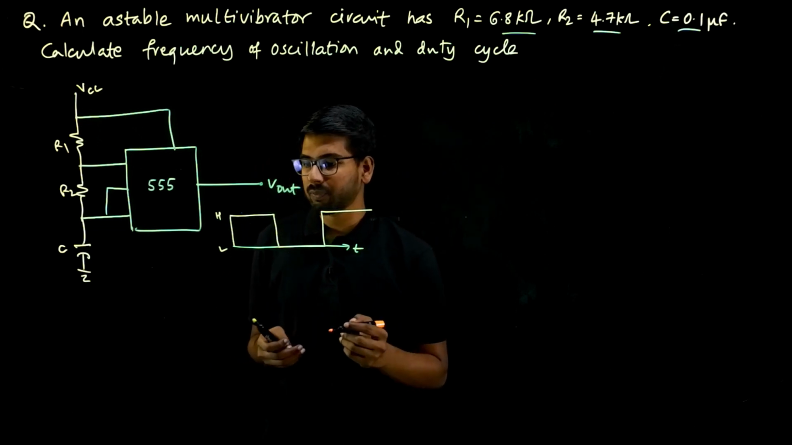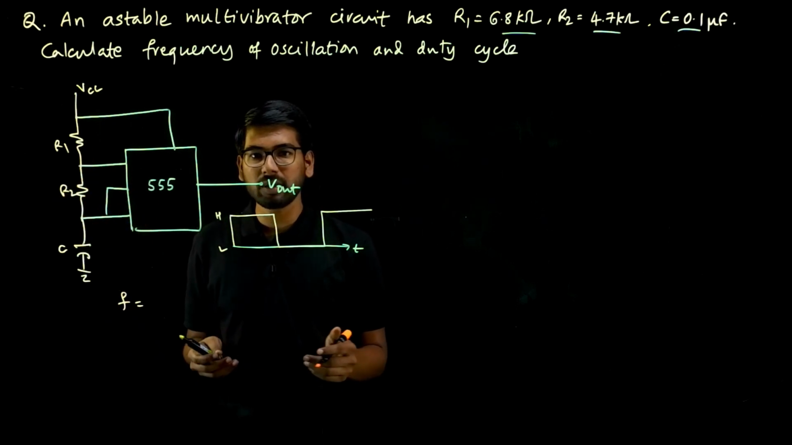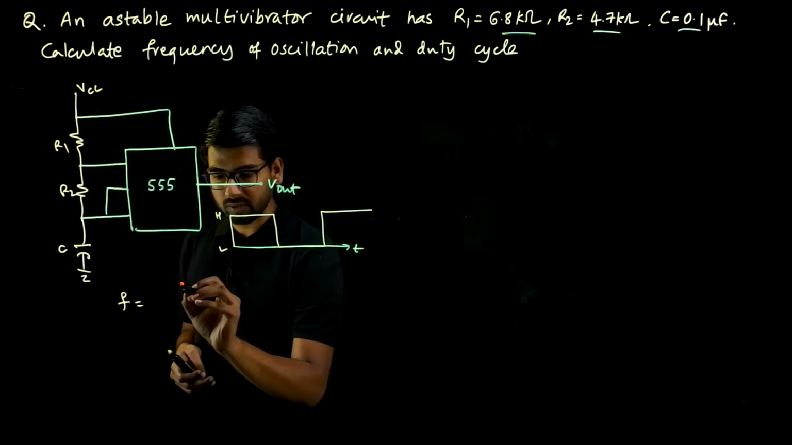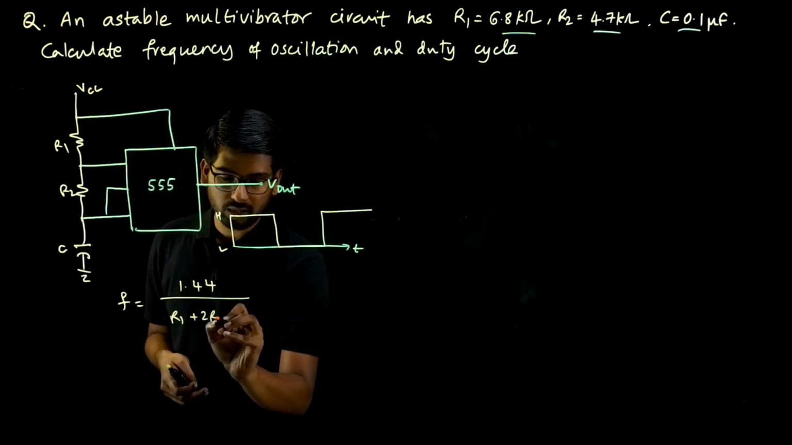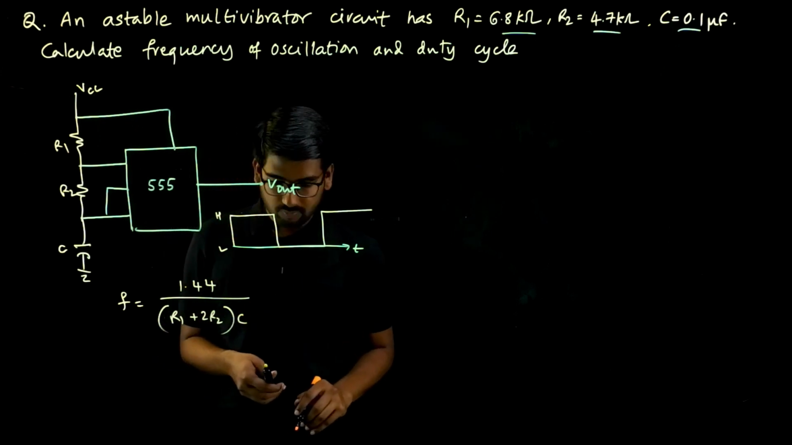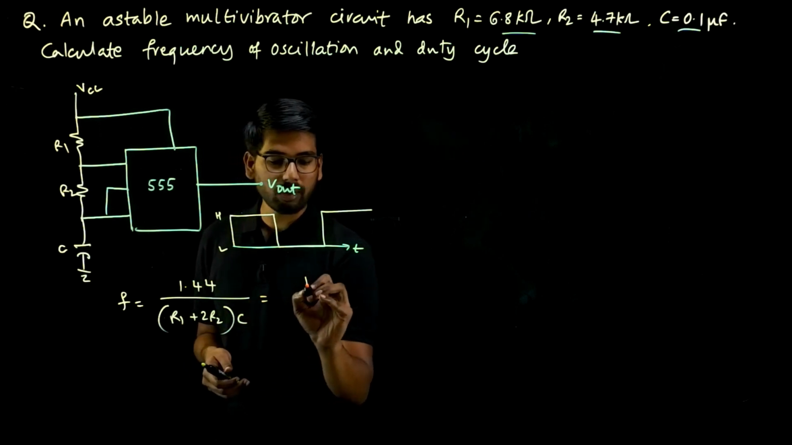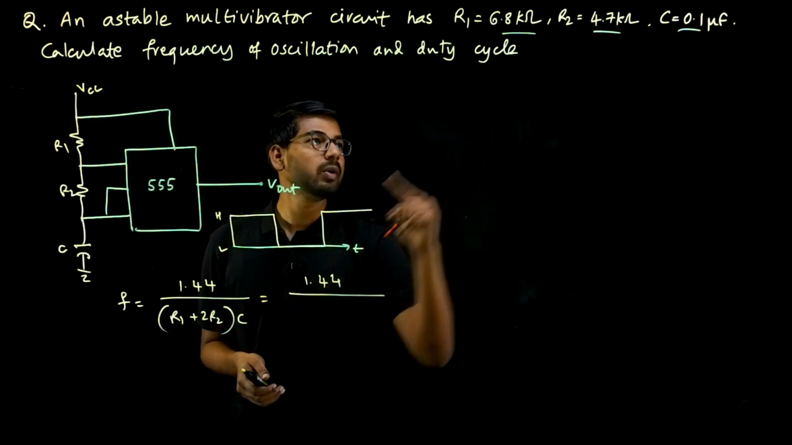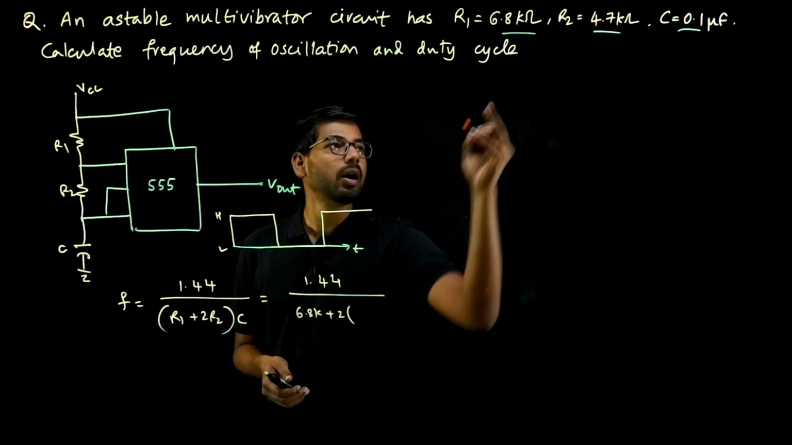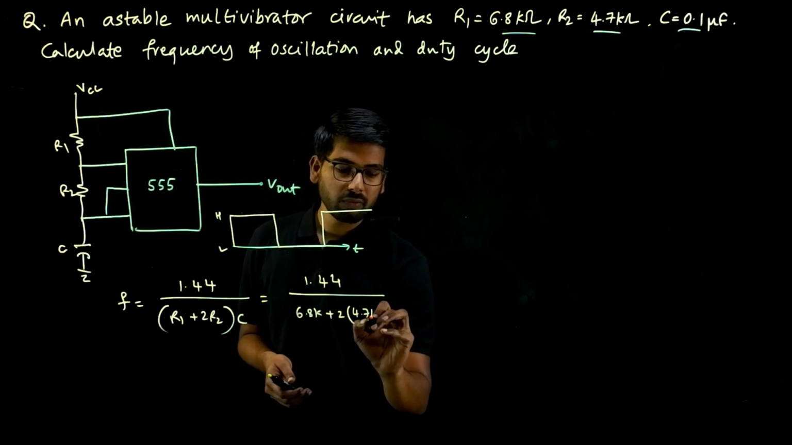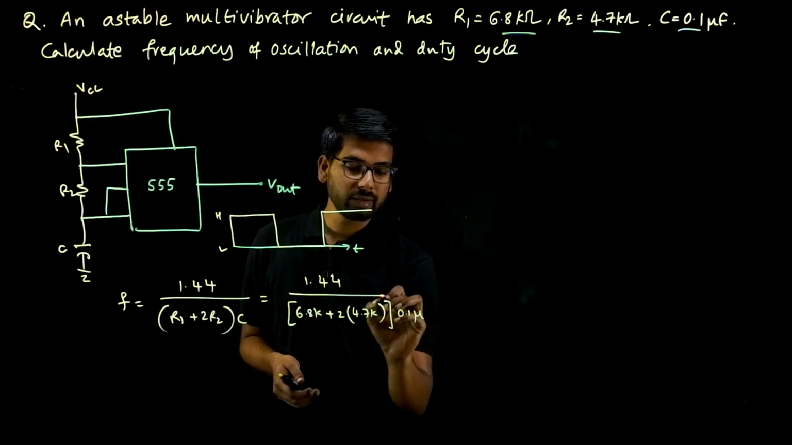So how do you do that? The frequency, of course, depends on R1, R2 and C. How does it depend? The frequency formula is 1.44 over (R1 plus 2R2) times C. So we know R1, R2 and C. If we apply that, 1.44 over (6.8K plus 2 times 4.7K), entirely multiplied by 0.1 microfarad.